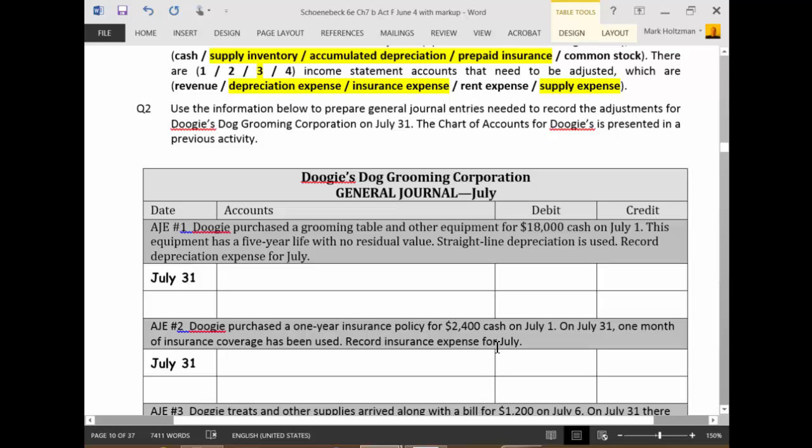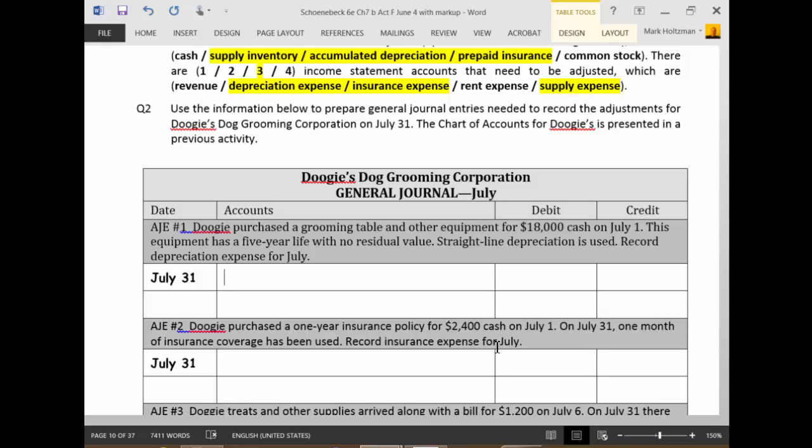The first one to talk about is depreciation. Doogie purchased a grooming table and other equipment for $18,000 on July 1st. That's the beginning of the month. This equipment has a 5-year life with no residual value. Straight line depreciation is used. Record depreciation expense for July. Now, how would we record how much?